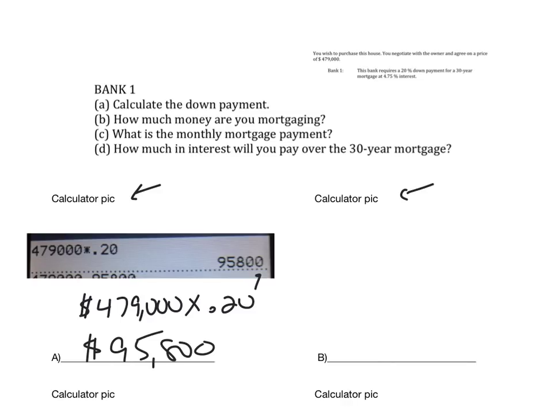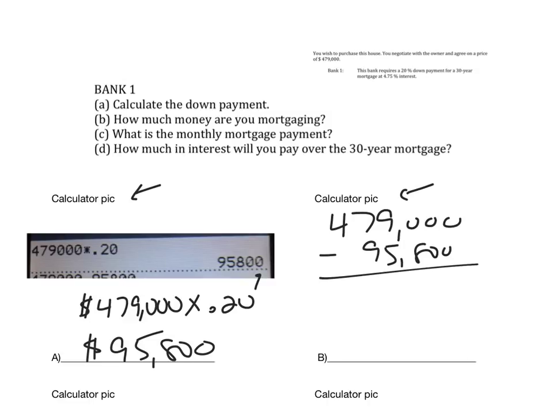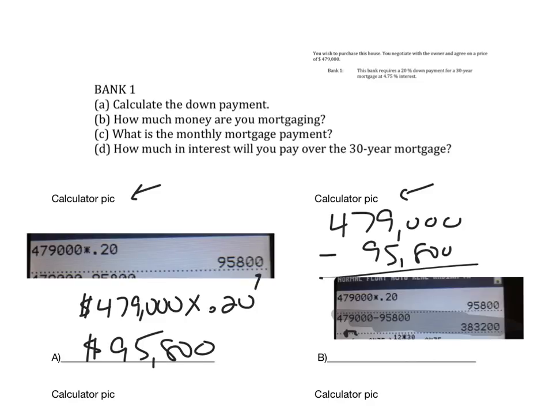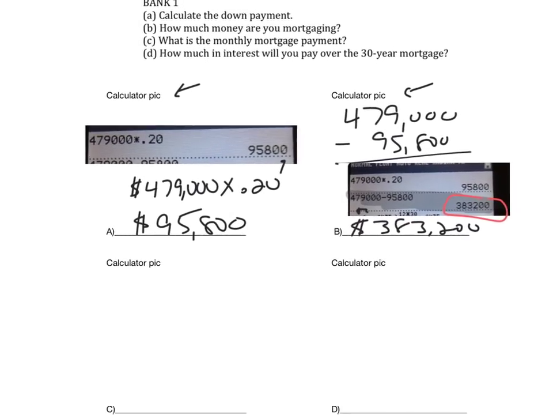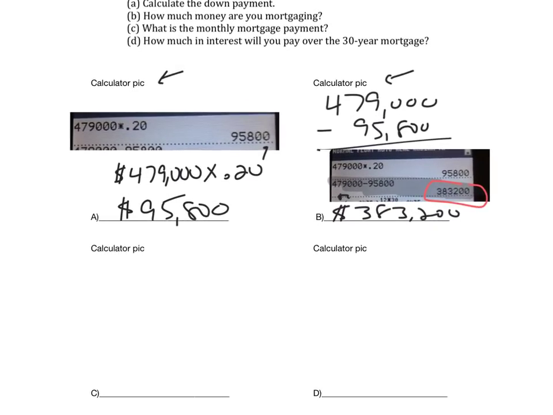Now we need to try to figure out in Part B how much money we're mortgaging. Well, the house was $479,000. We put a $95,800 down payment on the house. So remember, you always subtract that down payment from the selling price. So here we're mortgaging $383,200. So that's how much money we're actually borrowing from the bank. We're buying the house for $479,000, but we're borrowing $383,200. So that's the value that we're going to use to answer letter C, the monthly mortgage payment.